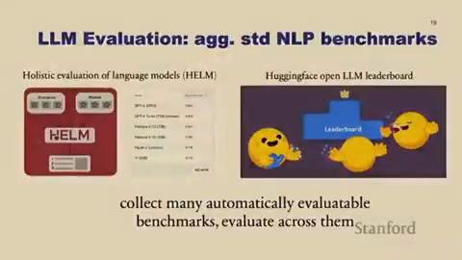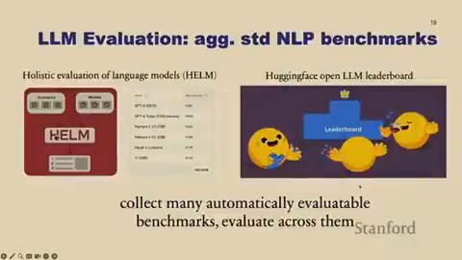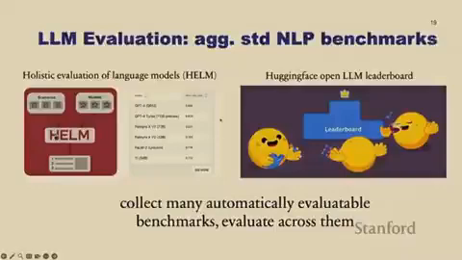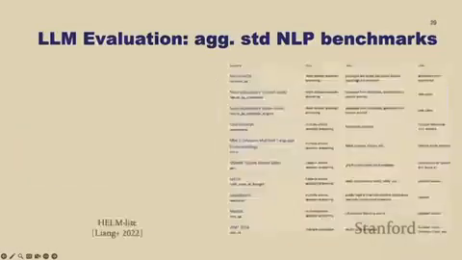Another way of evaluating these LLMs, and now more common in academia, is taking all the classical NLP benchmarks, and I'll give you a few examples later, and aggregating everything. So collect as many automatically evaluatable benchmarks as possible and evaluate across all of them. Two such benchmarks are HELM, which is from Stanford, and the Hugging Face Open LLM Leaderboard, which are probably the two most common ones right now.